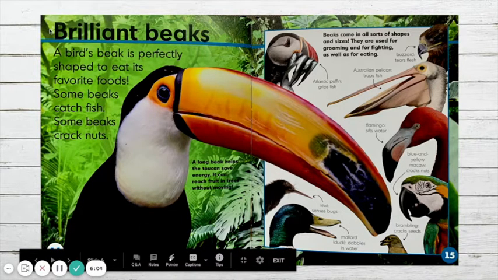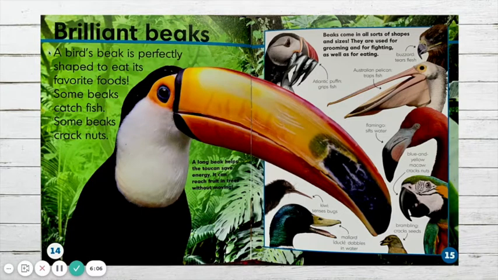We'll start at the heading. Brilliant beaks. A bird's beak is perfectly shaped to eat its favorite foods. Some beaks catch fish. Some beaks crack nuts. A long beak helps the toucan save energy. It can reach fruit in trees without moving. Beaks come in all sorts of shapes and sizes. They are used for grooming and for fighting, as well as for eating.